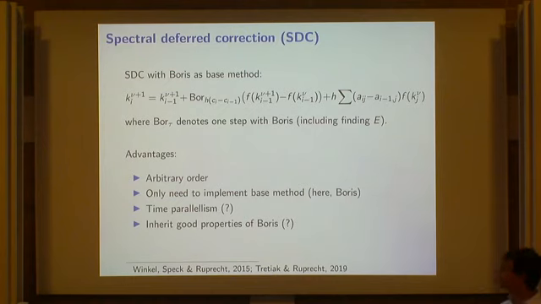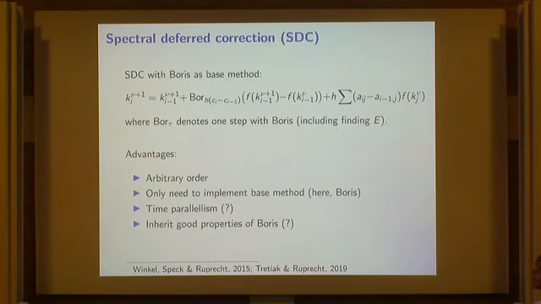The advantage is that you can reach arbitrary order depending on the collocation method that you start with. We always use a Lobatto method, but that is mostly for implementation purposes, because Lobatto is nice in that you have the starting point and the end point already there. So you don't need to do anything special there.